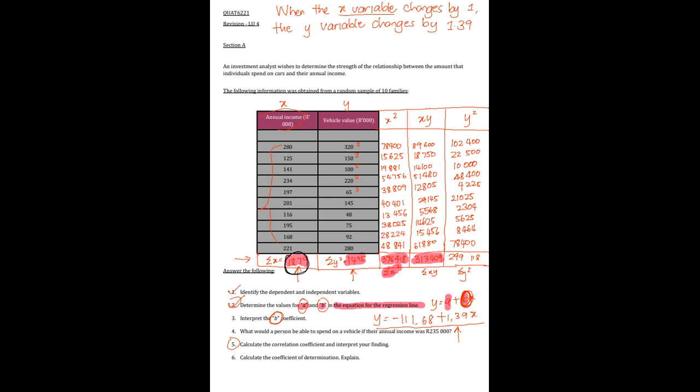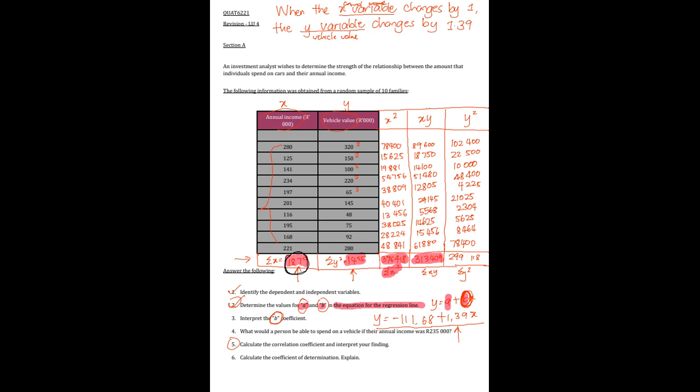So if I'm using the actual X and Y variables in that interpretation, I'm going to replace the words X variable with annual income, and I'm going to replace the words Y variable with your vehicle value. So this will be vehicle value, and that will be annual income. So if I had to use the actual variables, it'll say when the annual income changes by 1, then the vehicle value will change by 1.39.